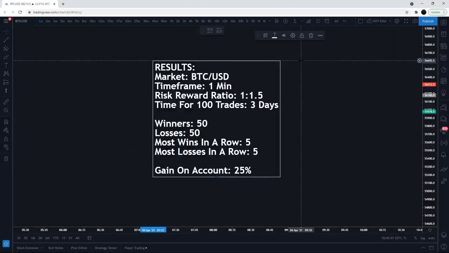All right, the results are in after the 100 tests on Bitcoin's 1 minute time frame using a 1 to 1.5 risk to reward ratio. It took 3 days of price data for those 100 trades, and there were 50 winners and 50 losses. The most wins in a row was 5, and the most losses in a row was also 5. Gain on the account, 25%. So pretty decent average strategy.